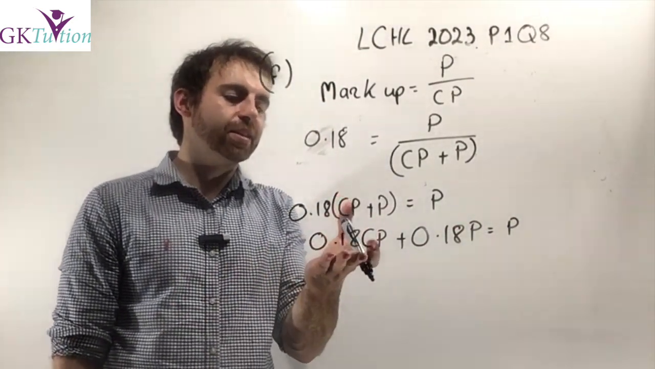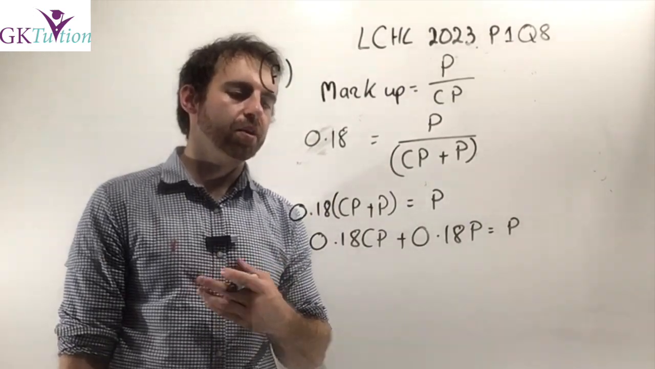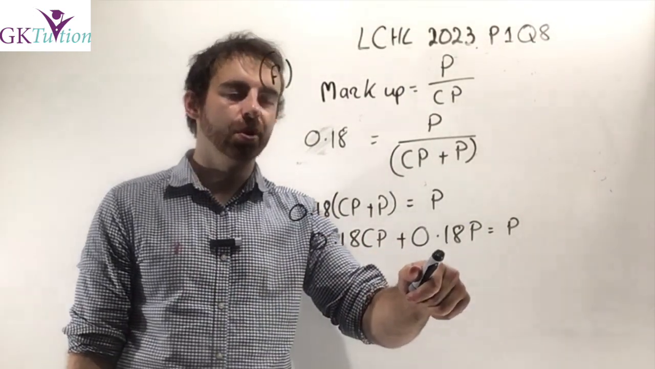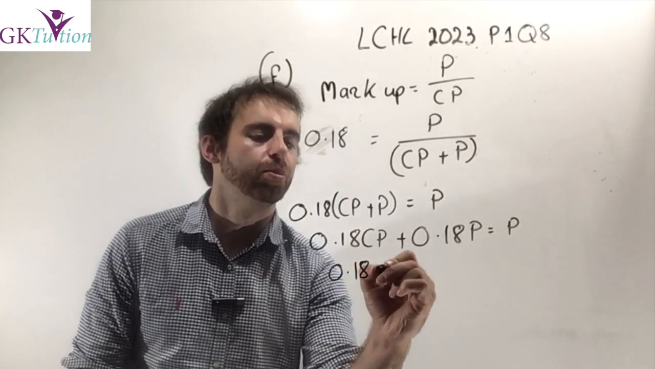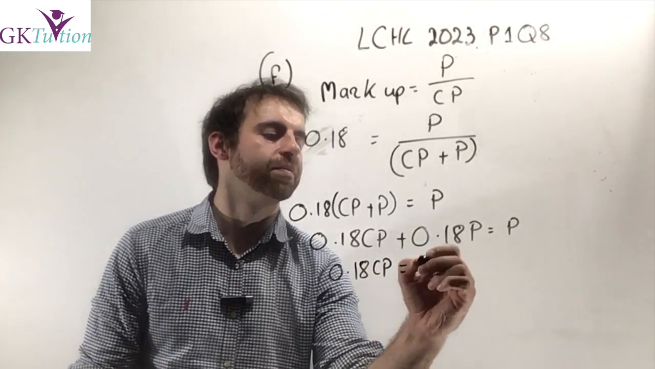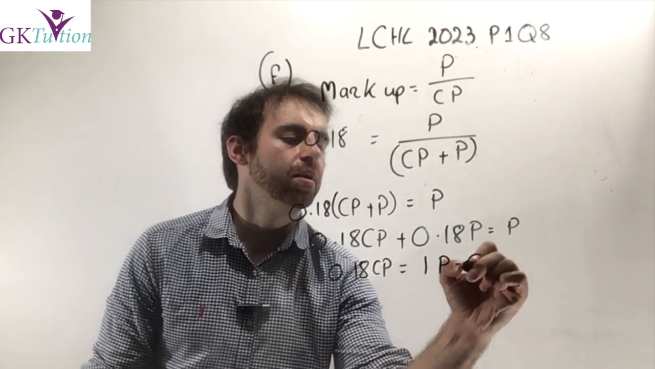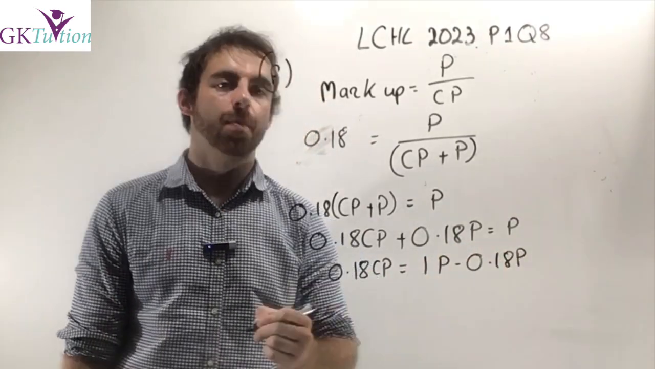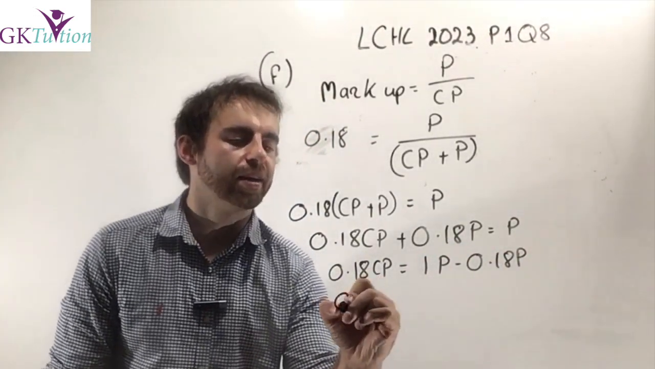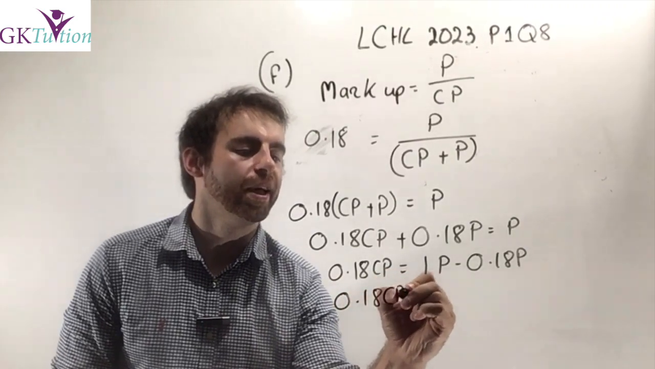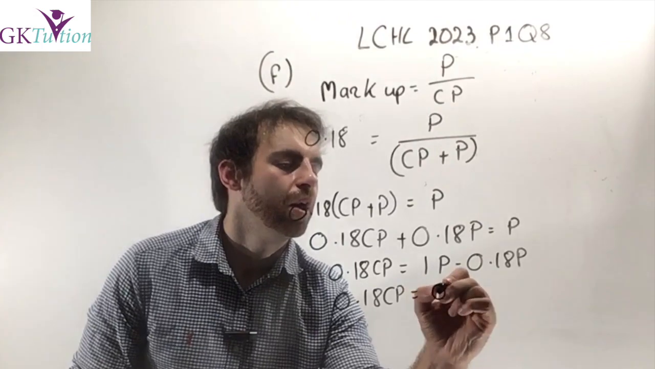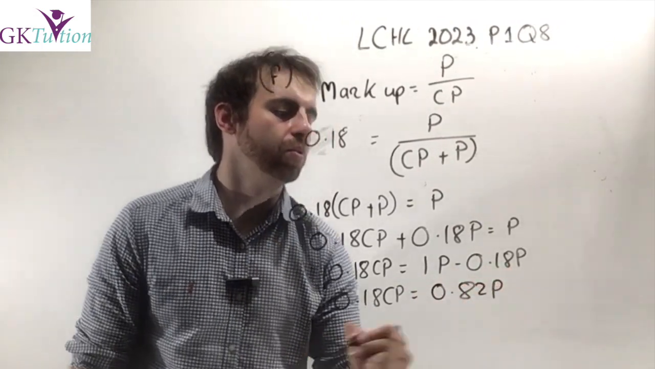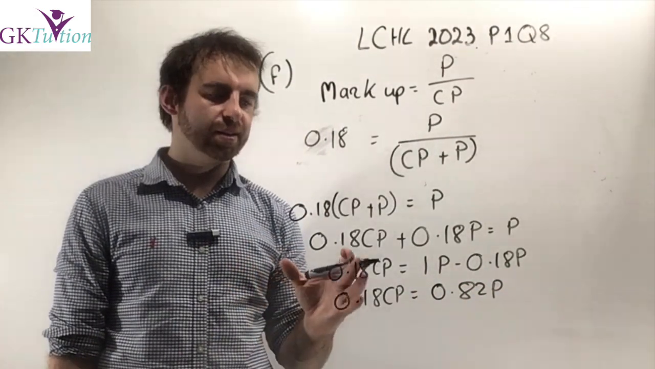Now I'm going to try and get CP on its own here. So all I need to do is subtract 0.18P from both sides. So I'll leave 0.18 CP on the left, and on the right I'll have 1P minus 0.18P. And now if I do that calculation, I have 0.18 CP equals 1P minus 0.18P, which gives me 0.82P.